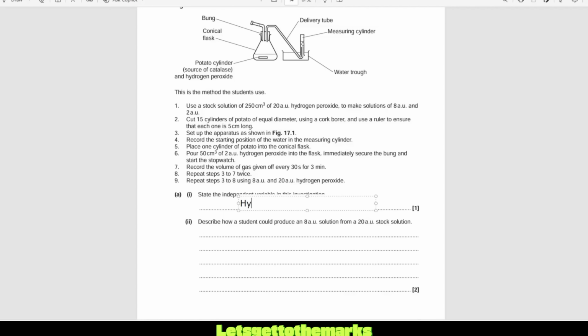So limit that in hydrogen peroxide concentration. And that's in AU, which just means they haven't given it any proper units. So describe how a student could produce an 8 AU solution from a 20 AU solution. So what you want to do here is just explain the maths of how you would water something down, basically, so that it is 8 out of 20. So what is 8 out of 20?